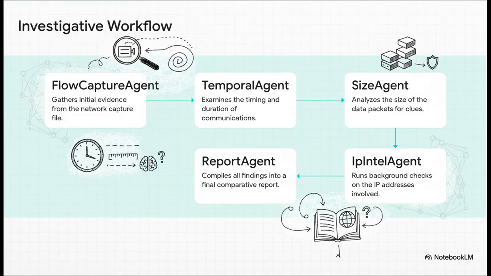And the workflow, the way the investigation happens, is pretty straightforward. A piece of evidence comes in, that's our network capture file, and it gets passed down the line. It starts with the flow capture agent, who gathers the initial clues. Then it moves to the temporal analysis agent, the size distribution agent, and the IP intel agent. Finally, after everyone has done their part, the report agent pulls all the findings together into one final, coherent report.